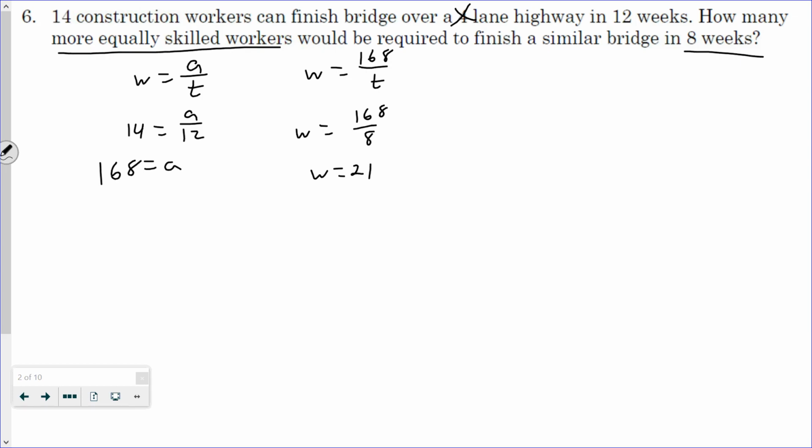So I need a total of 21 skilled workers to finish a similar bridge in 8 weeks. So how many more do I need compared to the 14? Well, I need 7 more. And that's going to be your answer there.